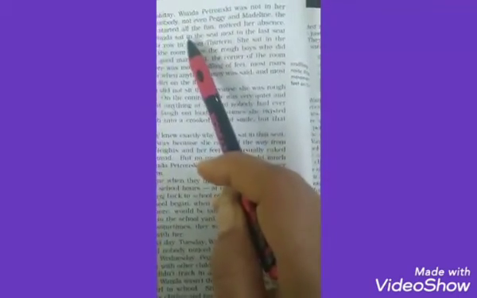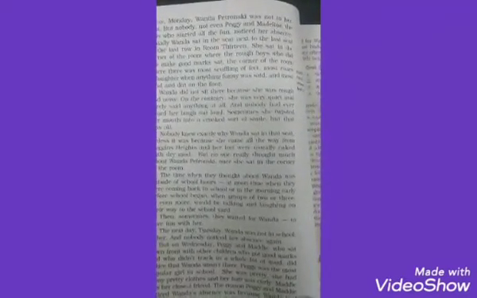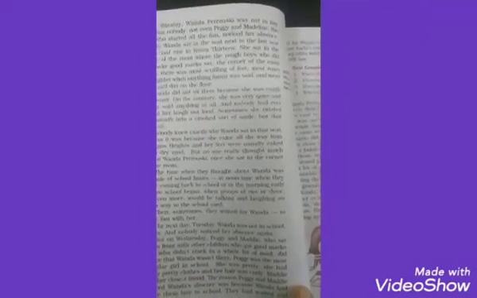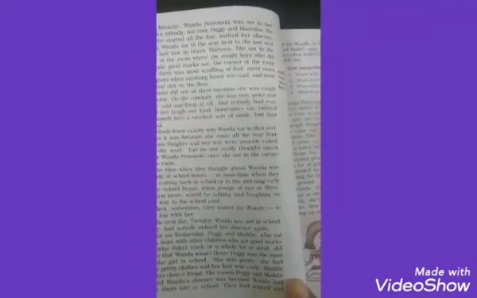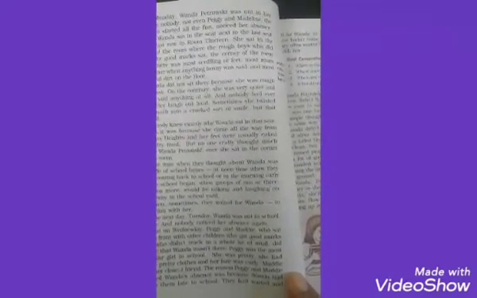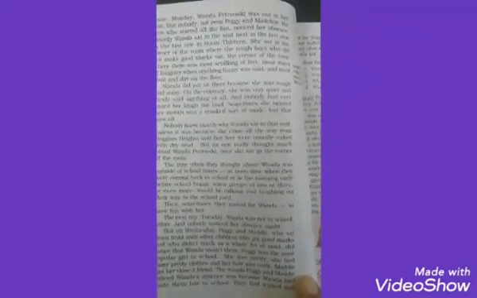Today, Monday, Wanda Petronski was not in her seat. But nobody, not even Peggy and Madeline, the girls who started all the fun, noticed her absence. Usually, Wanda Petronski sat in the seat next to the last seat in the last row in room number 13. She sat in the corner of the room where the rough boys who did not make good marks sat, the corner of the room where there was most scuffling of feet, most roars of laughter when anything funny was said, and most mud and dirt on the floor.